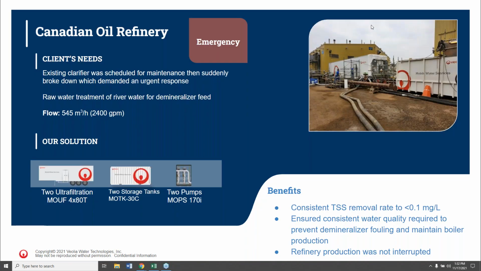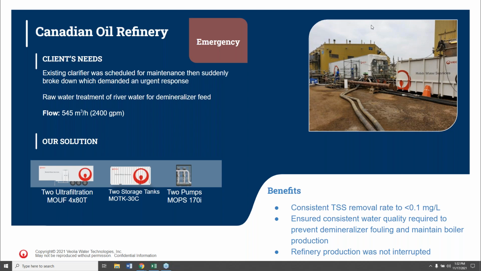This particular example was a refinery that initially required a system for a planned outage to substitute for their existing clarifier. But as chance would have it, the existing clarifier went out of service unexpectedly, and we had to mobilize ultrafiltration assets to provide pre-treatment in replacement for their clarifier until it was repaired.